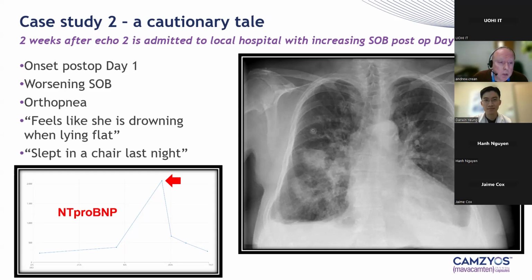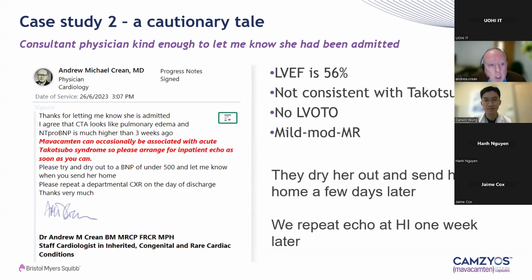Now, the operation was done at another hospital, so I wasn't made aware of this immediately, though eventually somebody from the team did let me know that she'd been admitted. I looked at the imaging and thought, well, this does look like pulmonary edema. I'm worried that there's been a mavacamten effect on the ventricle, that we've dropped the EF too much, and there have been just a handful of reports of Takotsubo as well on this drug. So I said, please, will you get an echo? And we'll decide what to do after that. If the echo is normal, we don't need to stop the drug. But if the echo is abnormal, then clearly we do.